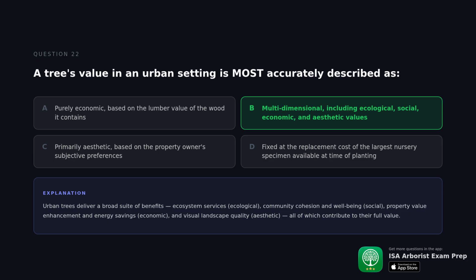The correct answer is multidimensional, including ecological, social, economic, and aesthetic values. Urban trees deliver a broad suite of benefits: ecosystem services, ecological; community cohesion and well-being, social; property value enhancement and energy savings, economic; and visual landscape quality, aesthetic, all of which contribute to their full value.